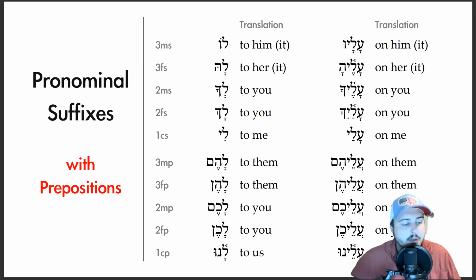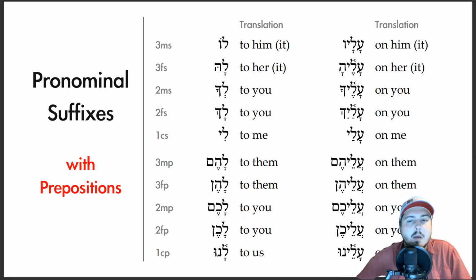Pronominal suffixes, Martin mentions these on page 73. Pronominal suffixes take prepositions. So lamed preposition by itself means to or toward. With that third masculine singular pronominal suffix, it's to him, to her, to you, to me, to them. You also have the word al, which I don't believe Martin includes. Al means on. So on him, on her, on you, on me, on them. That's the way you say that.